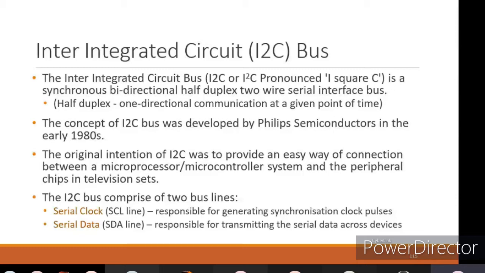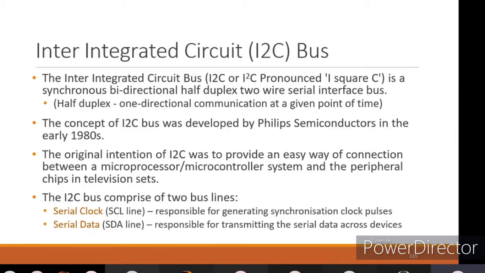First, we'll go with the inter-integrated circuit, that is I2C. Inter-integrated, they have taken two I's and made it as I2C bus. The inter-integrated circuit bus, that is I2C, or I square C, is a synchronous bidirectional half duplex two wire serial interface bus. That is, two serial wires are there, and bidirectional transmission we can carry out.